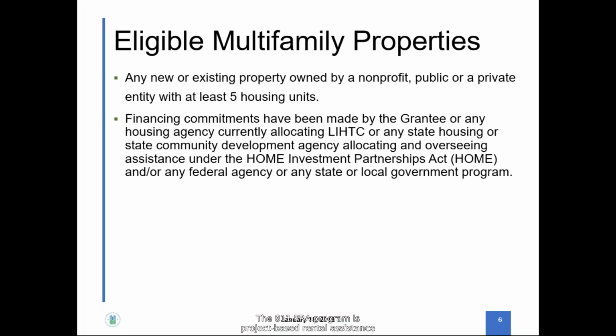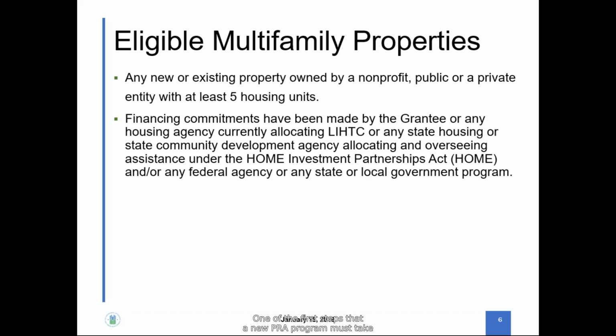The 811 PRA program is project-based rental assistance for people with disabilities that is used in eligible multifamily properties. As discussed in our last webinar, the 811 PRA program is used in a multifamily property to bring down the cost of the rent to make it affordable to extremely low-income persons with disabilities. All grantees, which are state housing agencies, have been allocated a certain amount of funds from HUD to provide this project-based rental assistance in multifamily properties.